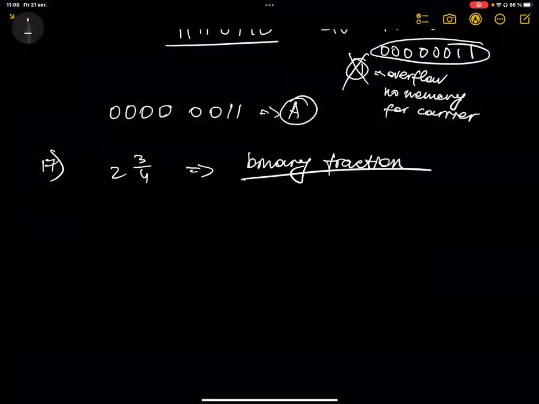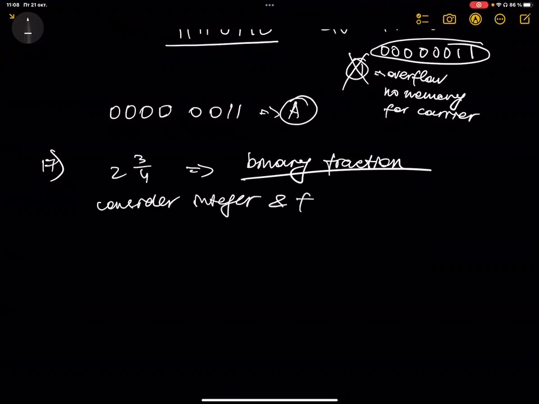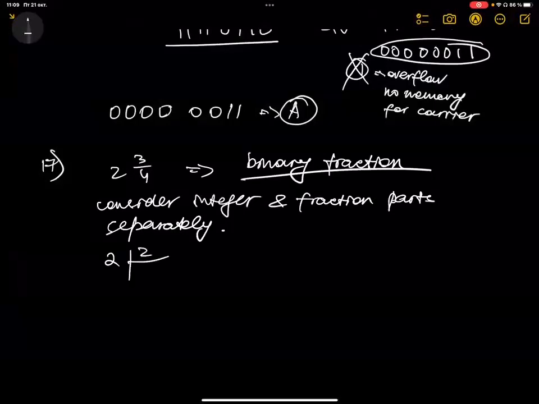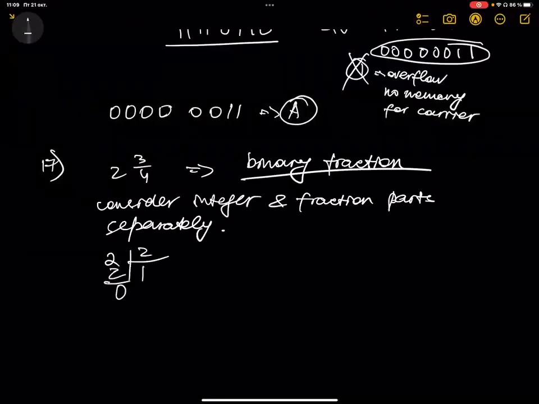In order to convert to binary fraction, you consider the integer and fraction parts separately. The integer part here is 2. Convert 2 to binary. 2 divided by 2 is 1, remainder 0. You keep dividing until you have 0. 1 divided by 2 is 0, remainder 1. Read from down to up. So 2 is going to be 10. Okay, so I put a dot here.